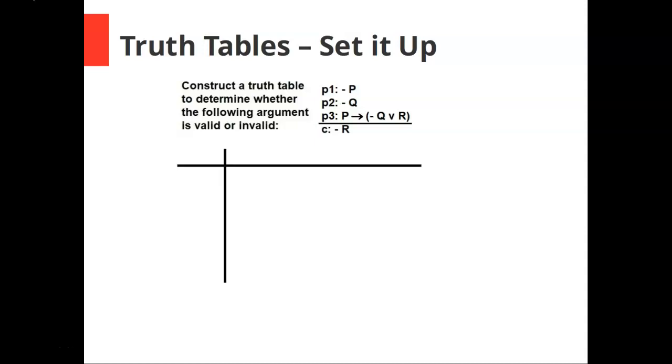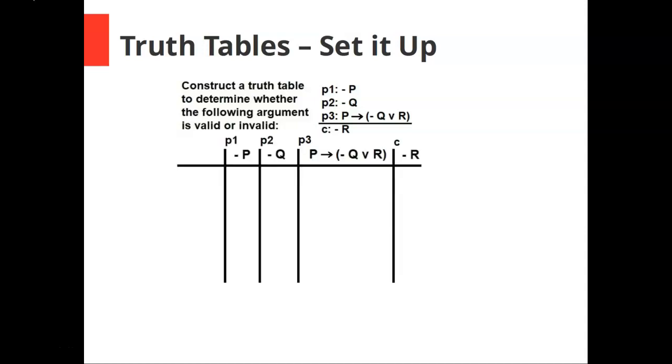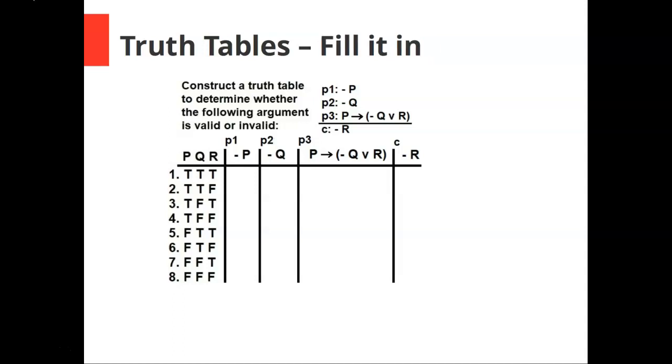Let's set up our truth table, draw our cross. Upper right-hand corner, we have all the premises and the conclusion. Upper left-hand corner, every simple sentence that appears in those complex sentences. And lower left-hand corner, every possibility of truth and falsity in regard to P, Q, and R. Now we can fill in our truth table. Premise 1, premise 2, those are going to be pretty simple, right? You just take the P column and you flip it. Premise 2, you just take the Q column and you flip it.